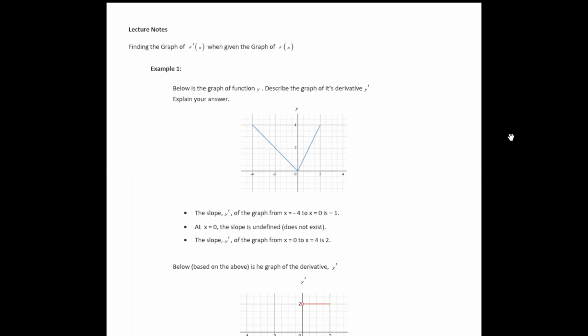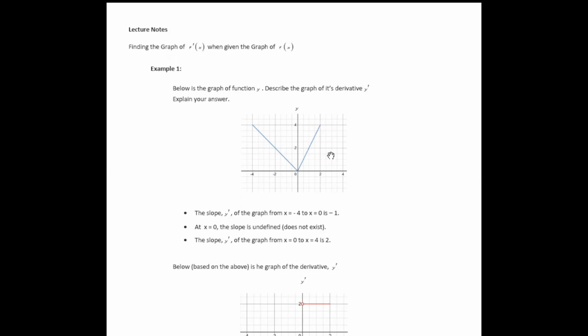This lecture is about finding the graph of f prime of x when you're given f of x. That is, finding the graph of the derivative of f of x when you're given the graph of f of x. Let's jump right into an example. I think this is the best way to explain this.